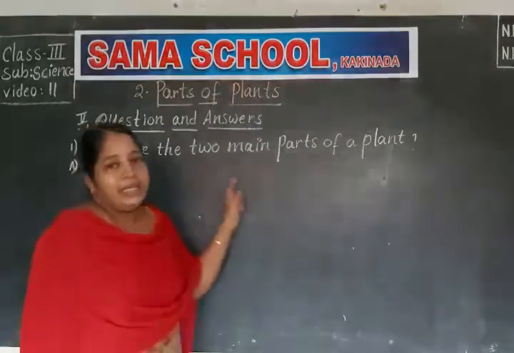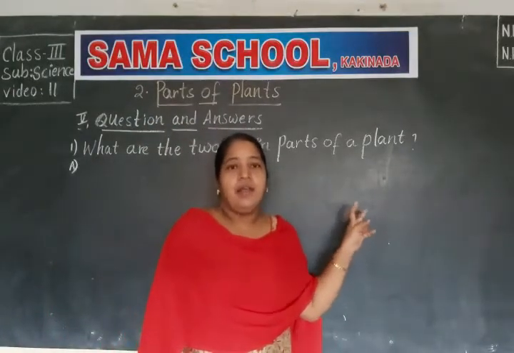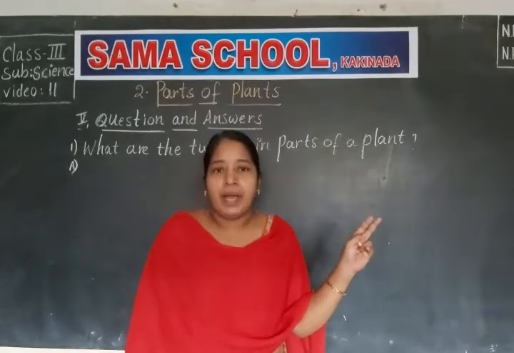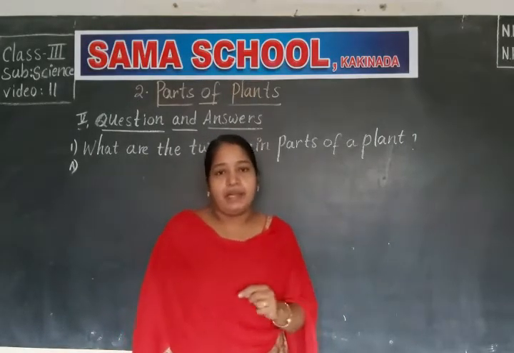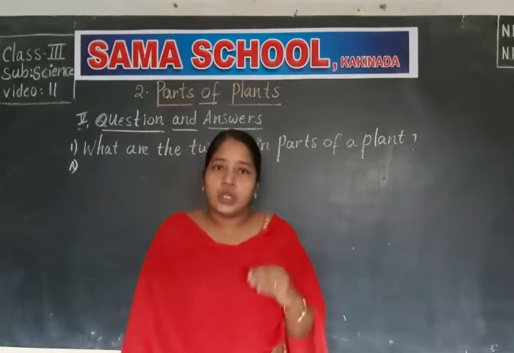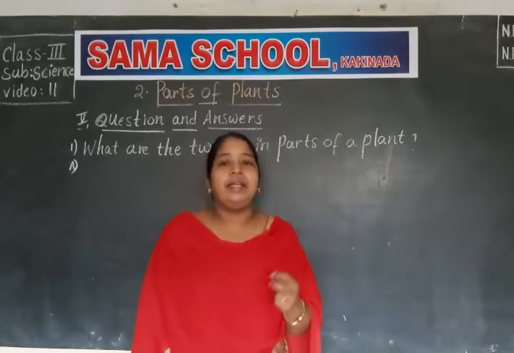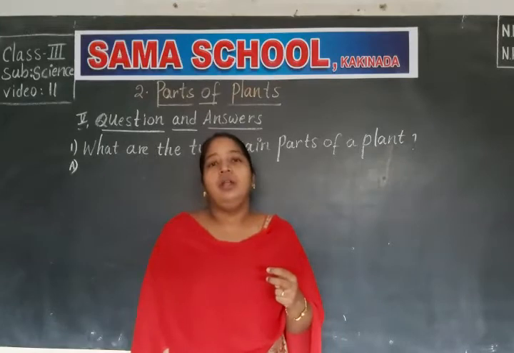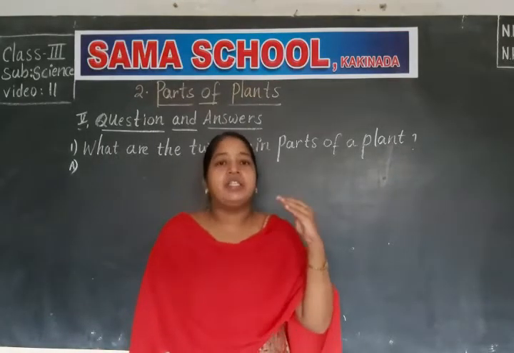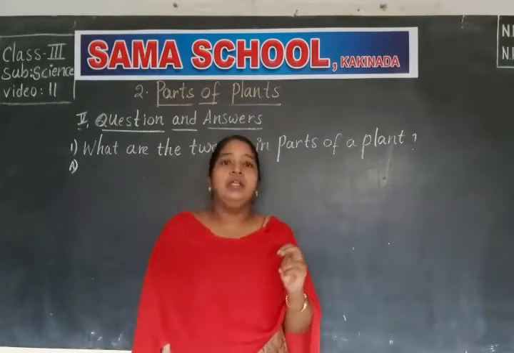So we have already learned a plant is mainly divided into how many parts children? A plant is mainly divided into 2 parts. One is root part and the other one is shoot part. Right children? So what is root part? The part which grows under the soil, that part is called root part. And what is called shoot part? The part which grows above the ground or above the soil, that part is called shoot part.